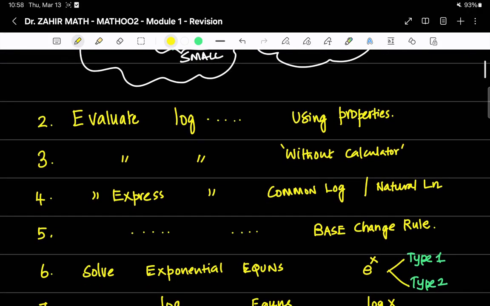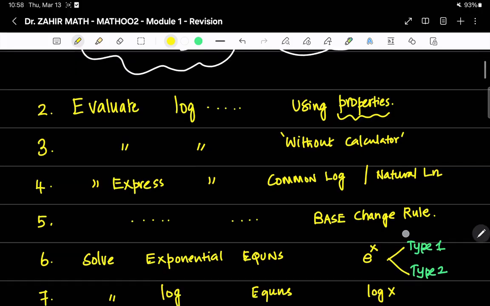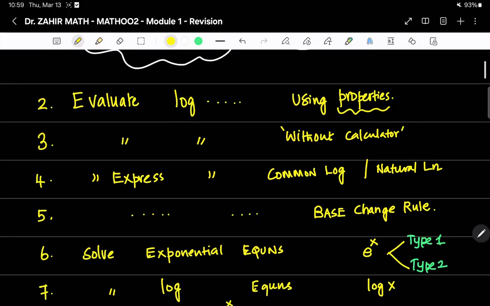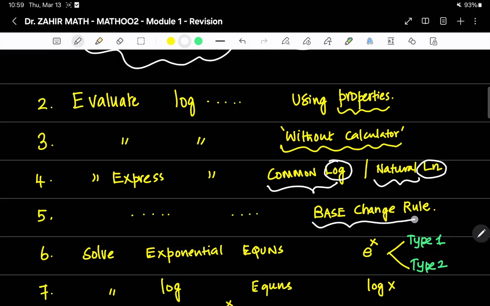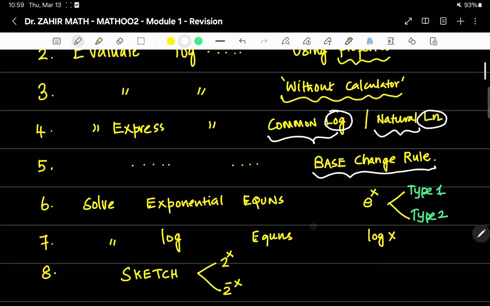The second one, how to evaluate logarithms using properties. I'll tell you what are the properties you need. Right. Next one, evaluate logarithms without using a calculator. Next, how to express the logarithms using common logarithm and natural logarithm, log and ln. Right. The next I'm going to use base change rule. So you should know what is base change rule.